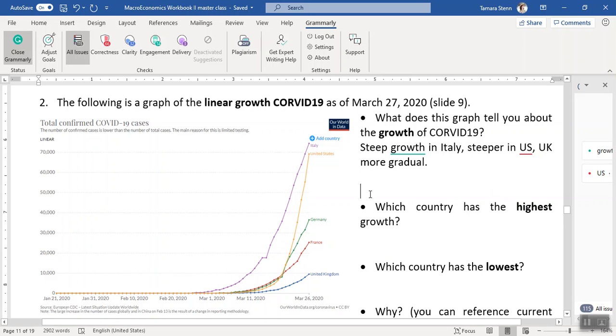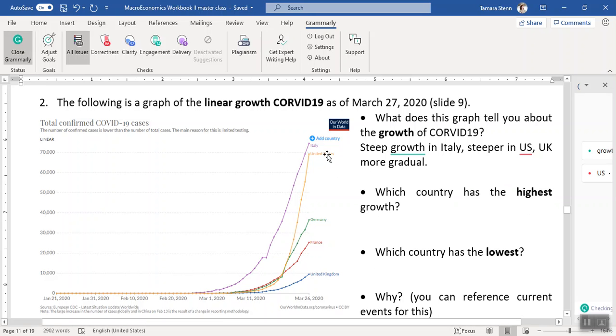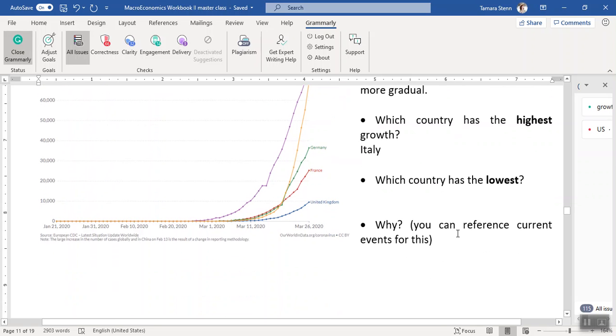Okay, what country has the highest growth? Let's see, it looks like Italy has the highest growth, right? Because I'm looking right here at the one that's up on top, okay? Which country has the lowest? I would say that's the UK.